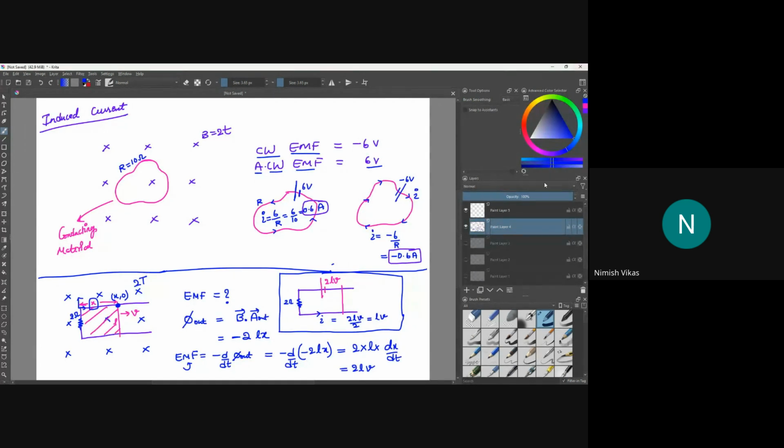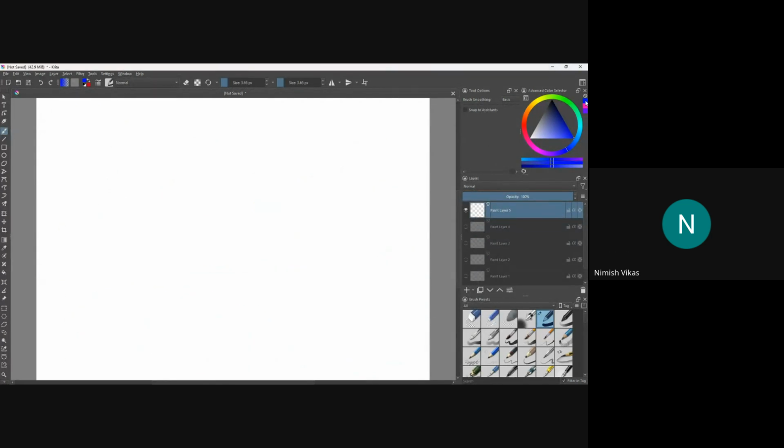Okay. Then let's look at another question. So in this particular question, the loop is fixed, it's not moving, okay? But then we're going to produce induced EMF by varying the magnetic field, okay? So there is a conducting loop, whose resistance is, let's say, 10 ohm, and the side of the loop is 2 meter. It's a square loop.